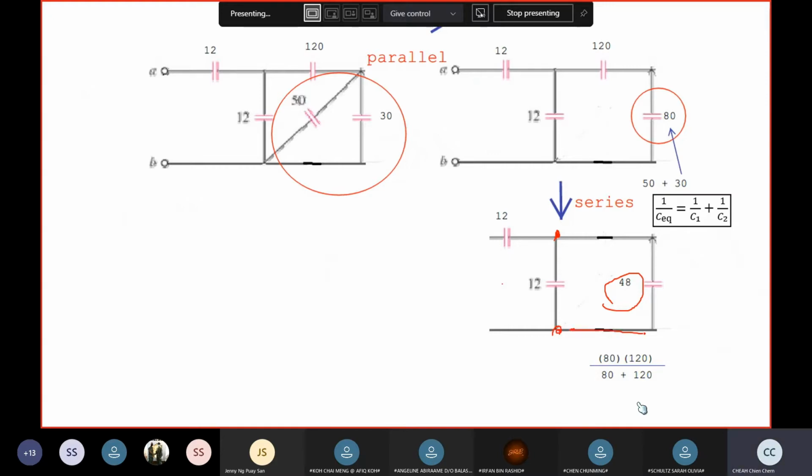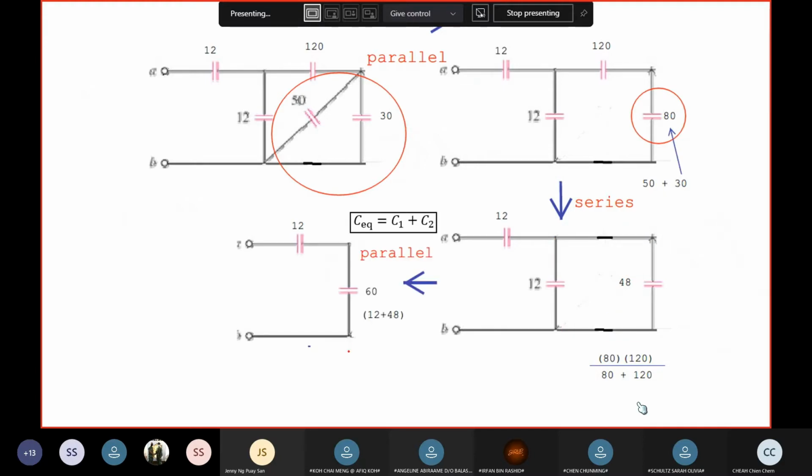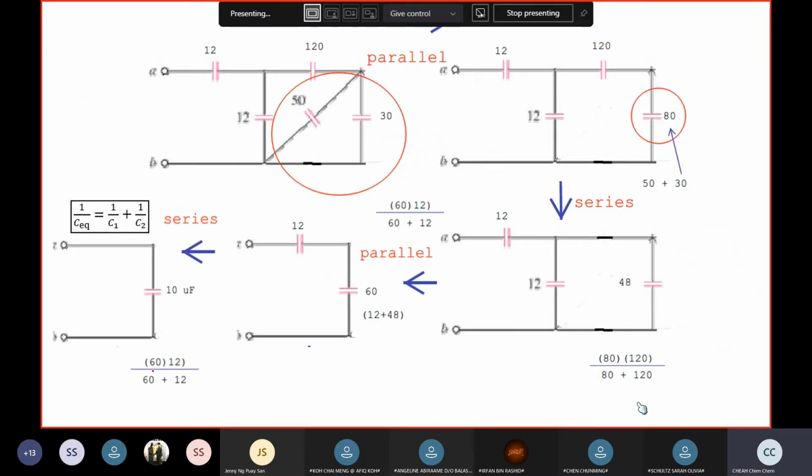Lastly, these two are in series, same current, and therefore you multiply 60 by 12 divided by 60 plus 12. Or you use this one: 1 over Ceq is equal to 1 over C1 plus 1 over C2. And finally, you get 10. All this was in micro, that means 10 to the power of negative 6. So finally, we put 10 micro.